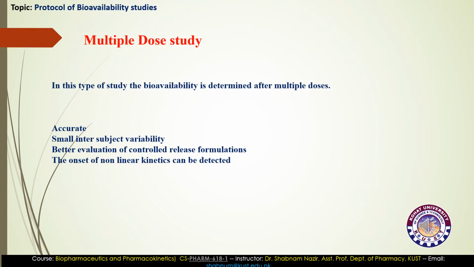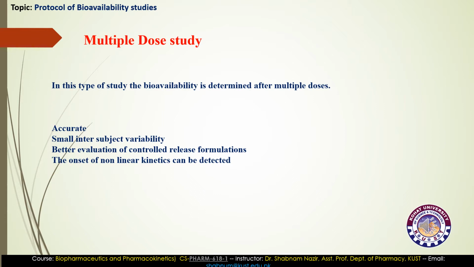A multiple dose study is a type of study in which the bioavailability is determined after multiple doses. Now, it is very accurate. Definitely it is accurate because it is conducted after administration of multiple doses. Every dose is associated with sampling and those samples are analyzed. Concentrations are obtained for every dose, and at the end, the mean value of the concentrations obtained is more reliable as compared to the single dose study. The second important thing associated with multiple dose studies is that as there are multiple doses and the mean values are more reliable, the intersubject variability would be eliminated as well.